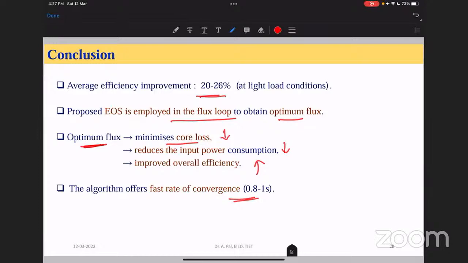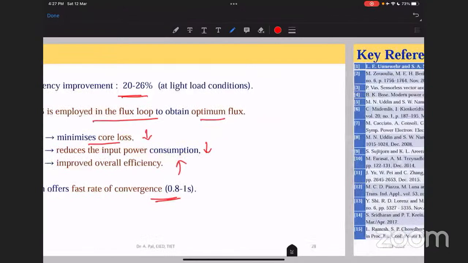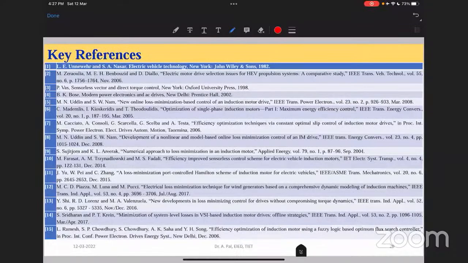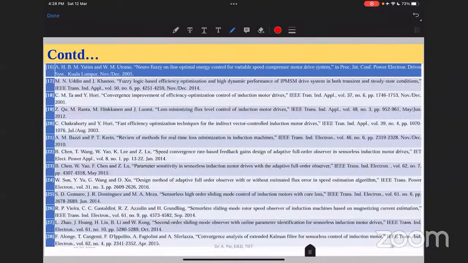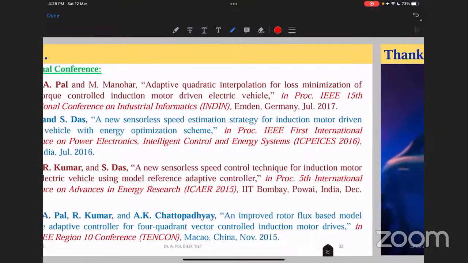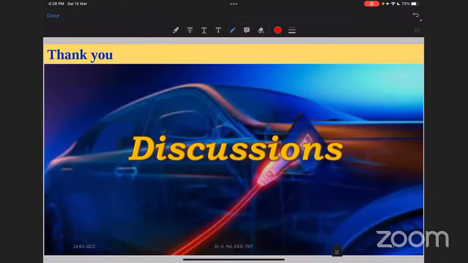Thank you, and these are the key references. From here I have studied this topic. These are the references and the publications under this topic. I thank everyone for listening to the topic. I conclude here. I now ask everybody to ask a few questions, queries, and give your feedback. So here I end the discussion, not session, sorry.